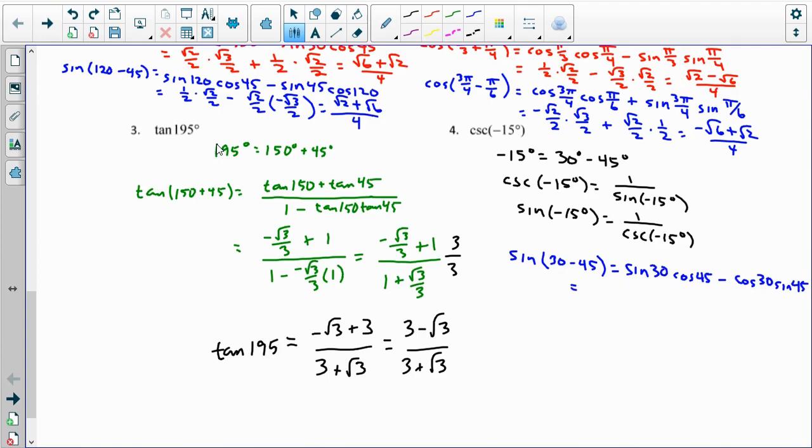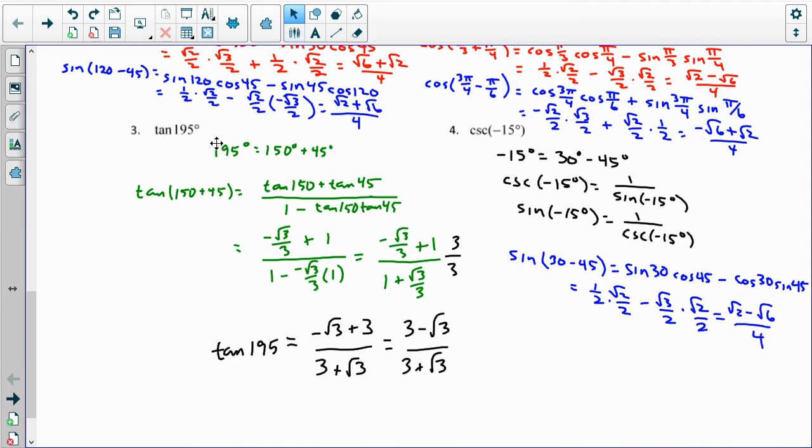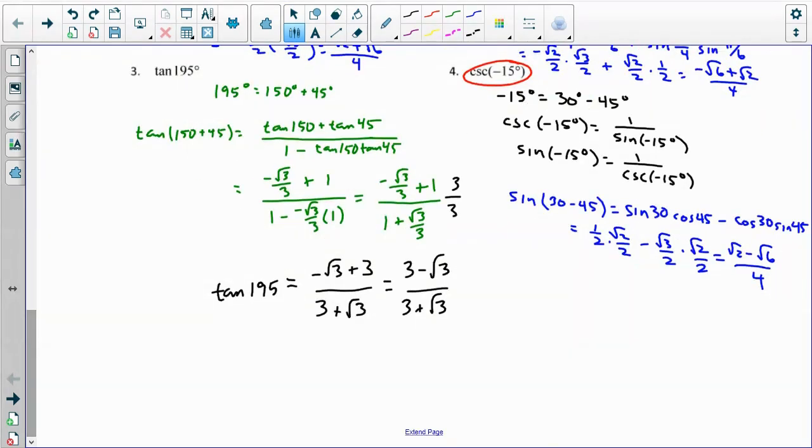So now sine of 30 is 1/2. Cosine of 45 is root 2 over 2. Cosine of 30 is root 3 over 2. And sine of 45 is root 2 over 2. So I end up with root 2 minus root 6 over 4. Root 2 minus root 6 over 4 is the sine. Remember that we're finding the cosecant. So cosecant is the reciprocal of sine. And so I'll just take the reciprocal of this. So cosecant of negative 15 is equal to 4 over root 2 minus root 6.